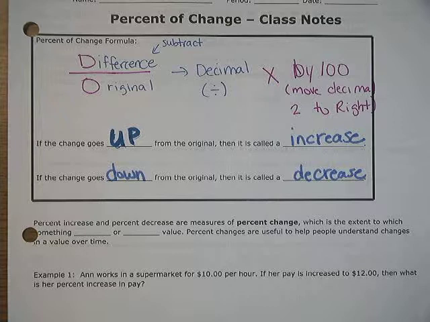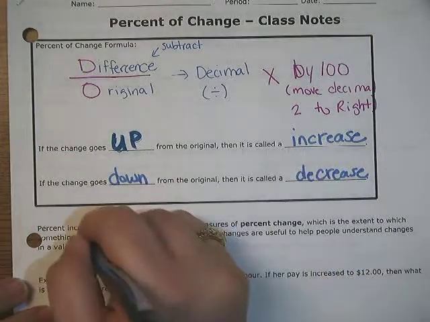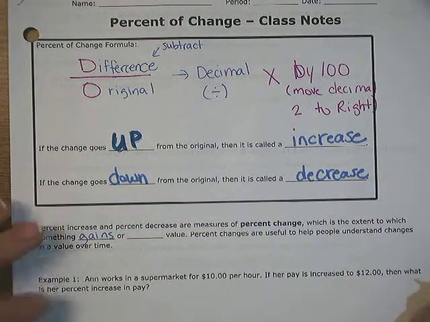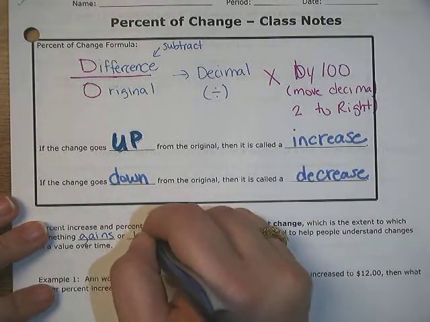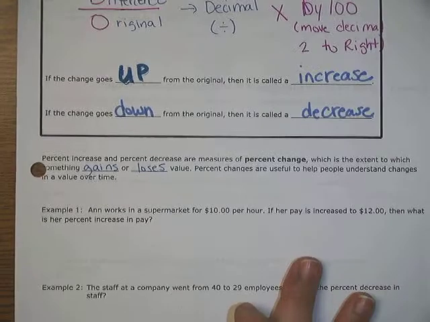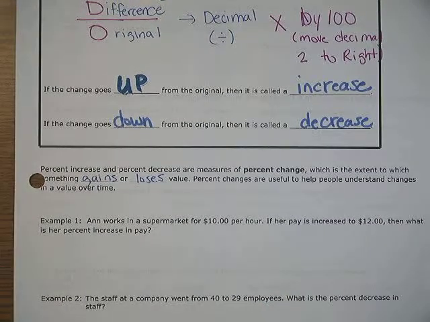Now if we move on with our notes, it says percent increase and decrease are measures of percent change. So obviously when something changes, it can either increase or decrease, which is an extent to which something gains. So gain is just another way of saying increase or go up. And then the opposite is lose. So if it gains or loses value. The stock market is a great example because it gains points, it loses points. Percent changes are useful to helping people understand changes in value over time. All right, let's look at two examples together.